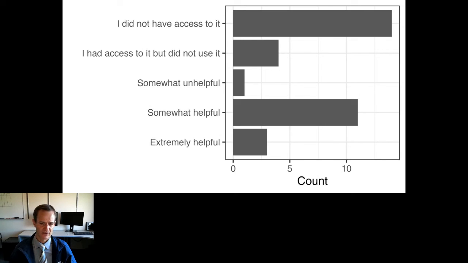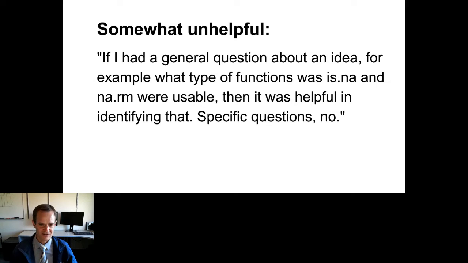To give you a sense for the kinds of thoughts that students expressed as they interacted with it, one student, and this is one who said it was somewhat unhelpful, said, "If I had a general question about an idea, for example, what type of functions was is.na or where was na.rm used?" Don't worry exactly what that means if you're not familiar with it, but these are just ways of dealing with missing values in R. They said it was helpful in identifying that, but when I asked it specific questions, it was not helpful.